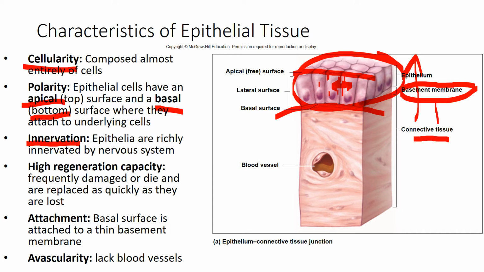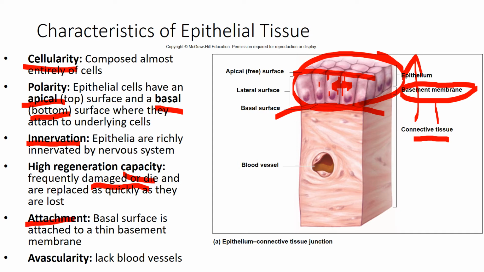All right, also epithelial tissue have a high regeneration capacity, and this is because they are dying off or damaged quickly. Again, because most of these are going to be exposed to different environments or to different surfaces. And so they basically are going to be replenished as fast as they are dying off. For instance, our skin replenishes itself every 2 weeks, okay?